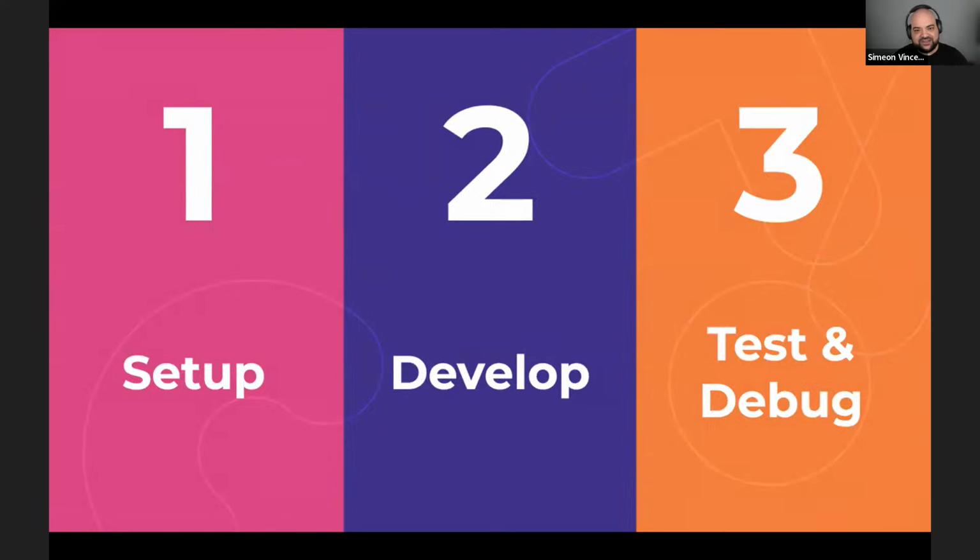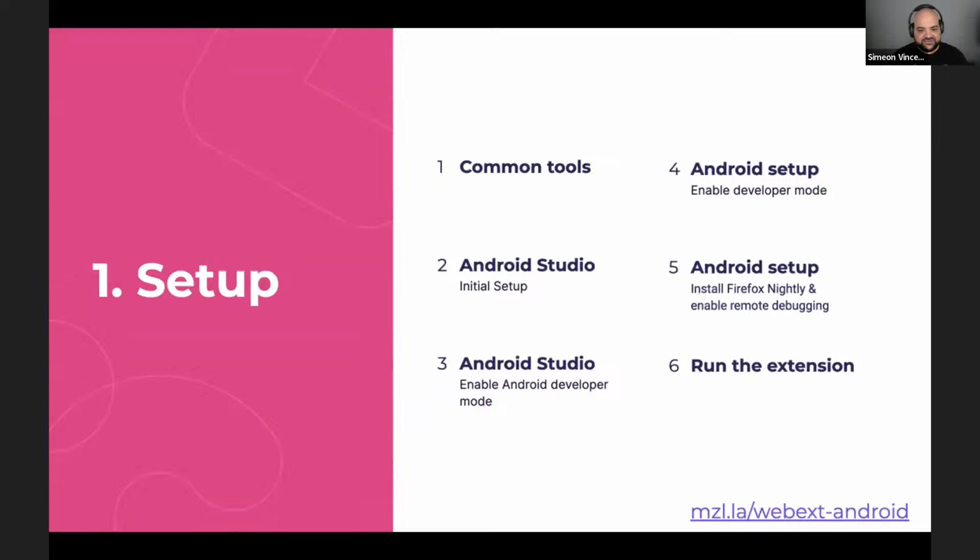Our talk today is going to be divided into three main sections: the setup, development practices, and testing and debugging. In the setup section, we're going to be going over a couple of major areas: the common tools, setting up Android Studio, getting your Android device set up, and then actually getting the extension running on your device. In the bottom right of the slide, there's a Mozilla shortened URL link to take you directly to the setup information on extensionworkshop.com, which is our main website for documentation for the extension platform on Firefox.